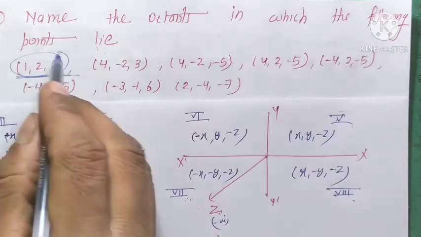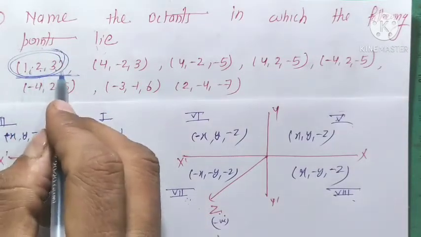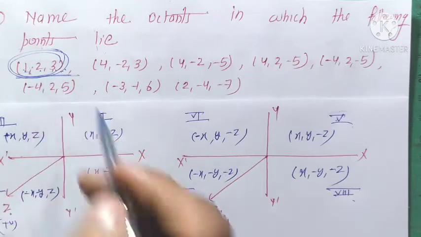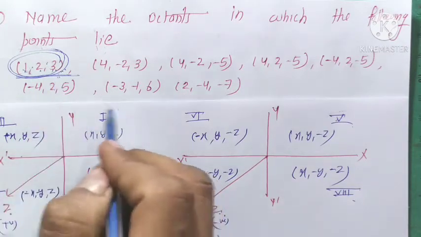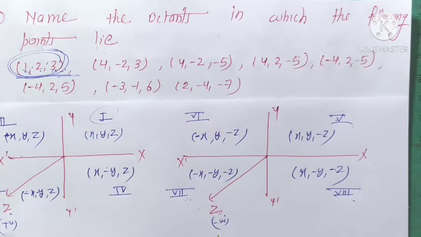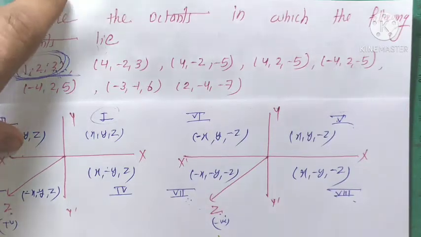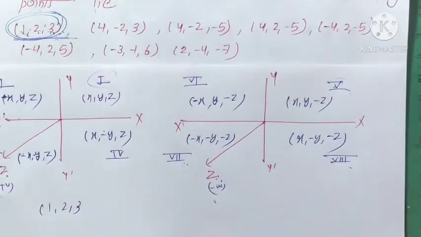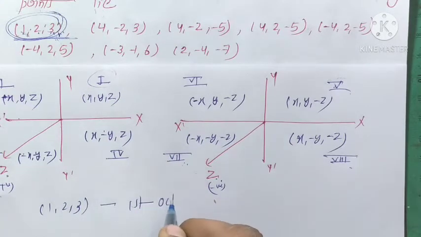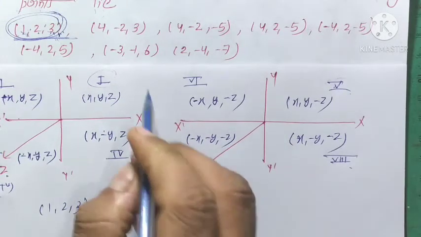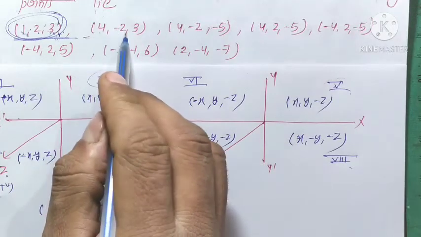So firstly we find out, for this first one, all three coordinates are positive. So which octant does it lie in? First octant. And you see this one, 4, 2, minus 2, 3.